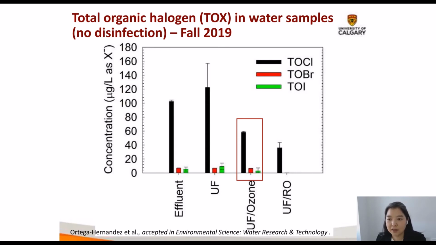However, we could see that total organic bromine and total organic iodine were more or less consistent. Total organic bromine was about 6 micrograms per liter as bromide, and total organic iodine was between 3 and 9 micrograms per liter of iodide. So there seems to be some of these brominated, iodinated DBPs in these processes. However, the UF-RO completely eliminated the organic bromine and the organic iodine from these waters.